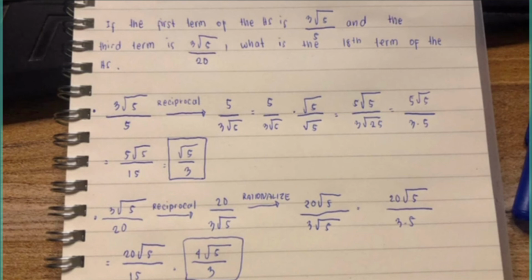Now we find the reciprocal of 3 square root of 5 over 20, which is going to be 20 over 3 square root of 5. We rationalize it, we multiply it by square root of 5. That's going to be 20 square root of 5 over 3 square root of 25. Square root of 25, we know that we can simplify it, and it's going to be 5. So 3 times 5, it's going to be 15. So 20 square root of 5 over 15 can be simplified to 4 square root of 5 over 3.